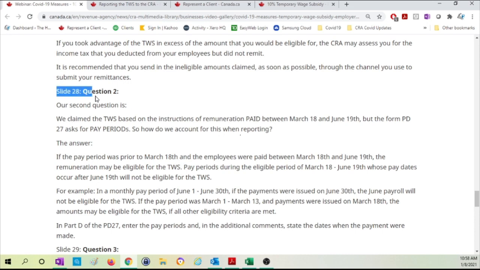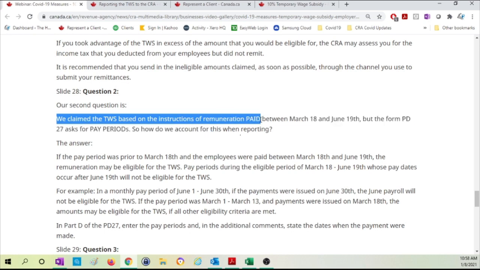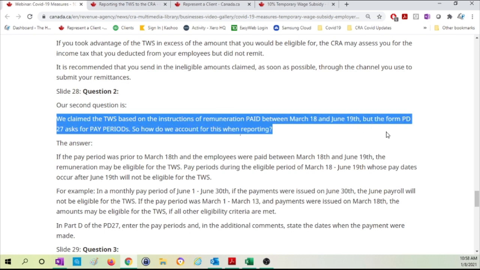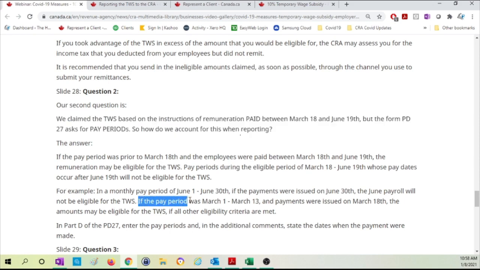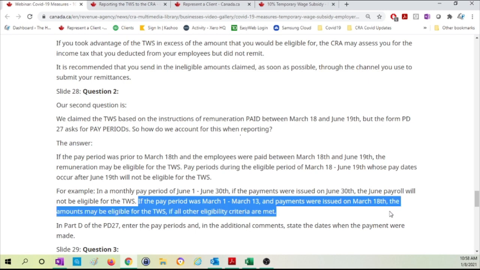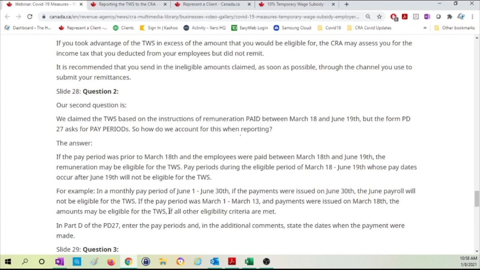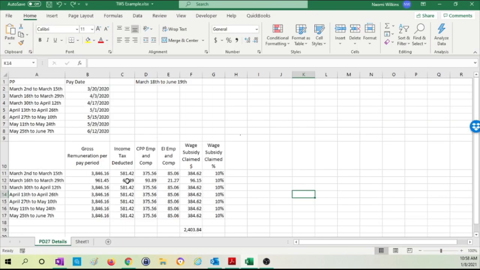And again, by the way, here's that question that somebody asked. They're like, we claimed the TWS based on the instructions of remuneration paid, but the form asks for pay periods. So how do we account for this when reporting? And CRA's answer is, if the pay period was March 1st to 13th and the payments were issued on 18th, the amounts may be eligible for the TWS if all other eligibility criteria are met. And I called CRA and asked what that meant. And they basically said, well, as long as they're an eligible employer and all the other normal eligibilities are still in place.